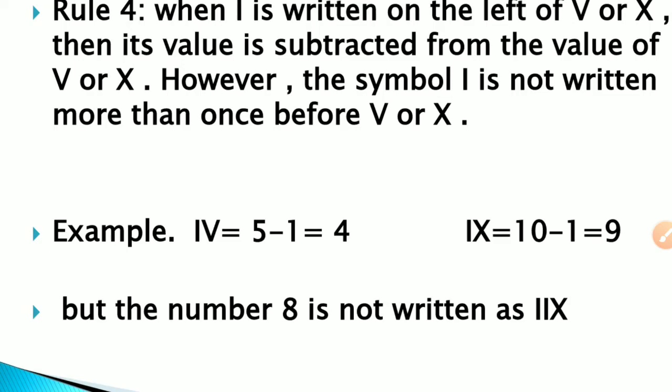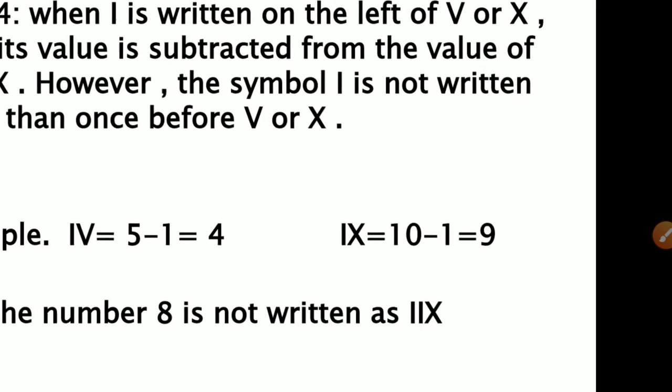I and V. I is written on the left hand side of the number. That means we need to subtract the value. The value of I is 1. The value of V is 5. We will subtract the value. 5 minus 1 is equals to 4.